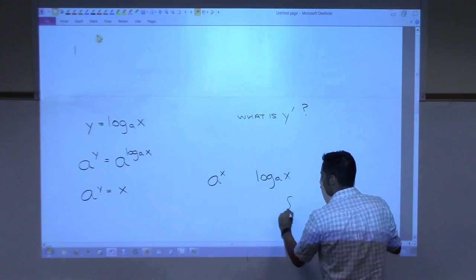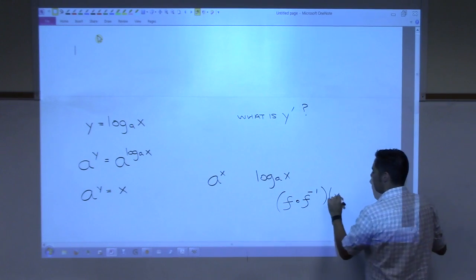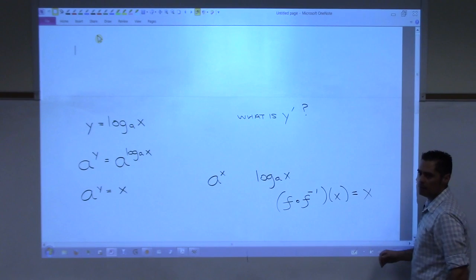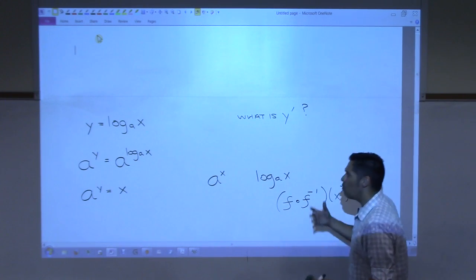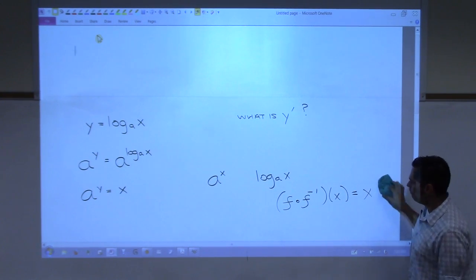Remember, the property of inverses is that if you take a function and compose it with its inverse, then it spits out x. And it goes both ways. So if you want, you can go back and review those sections a little bit if you're uncomfortable with the idea of the inverse.